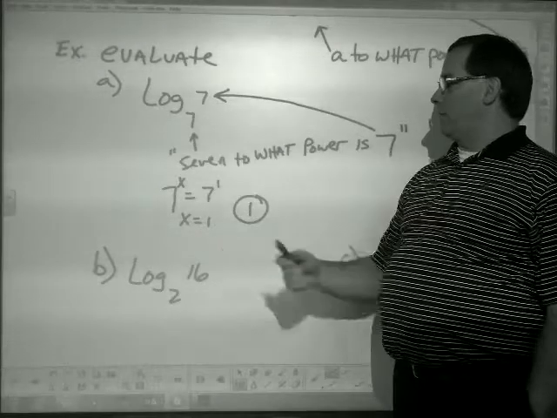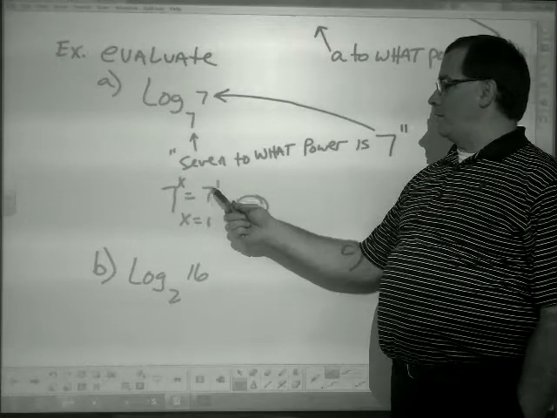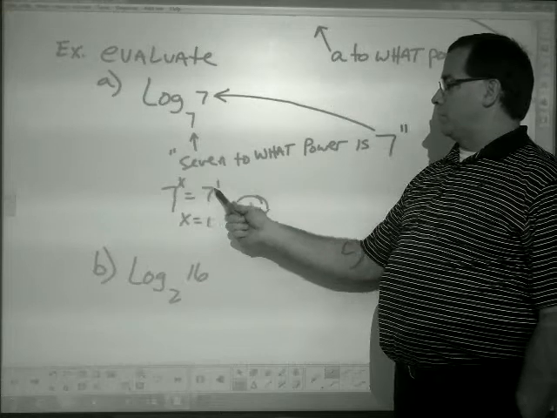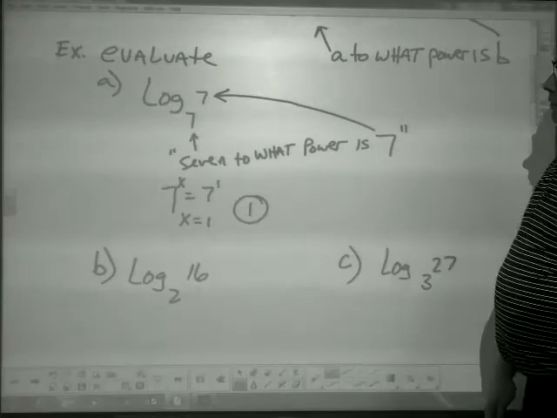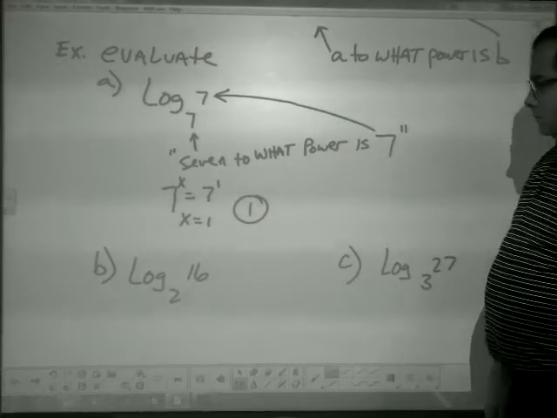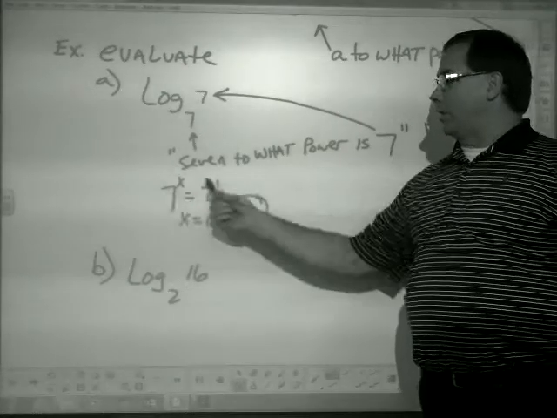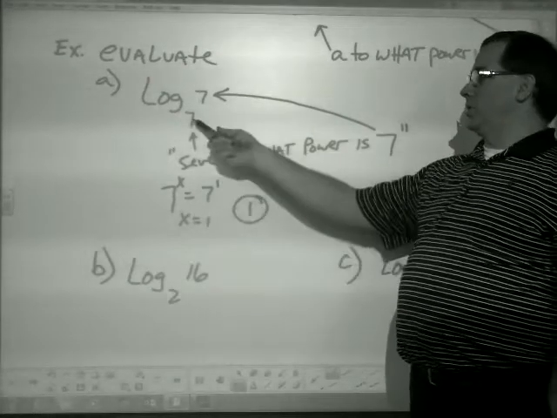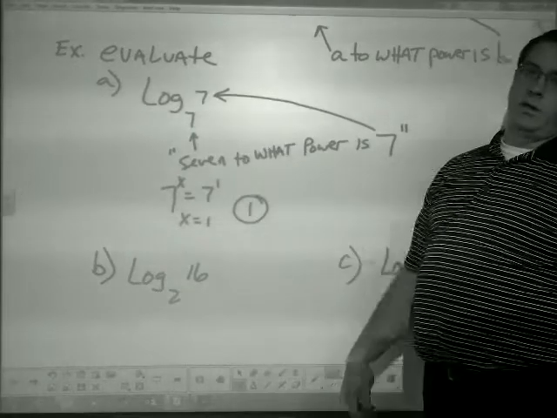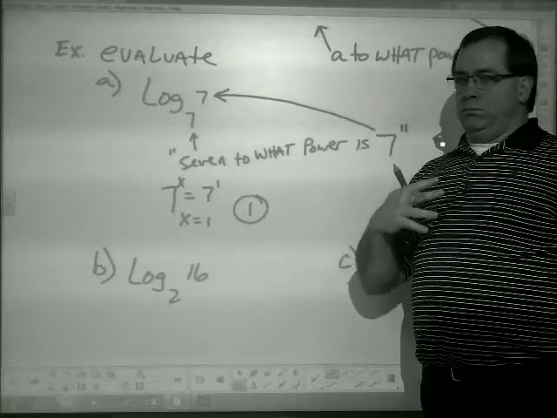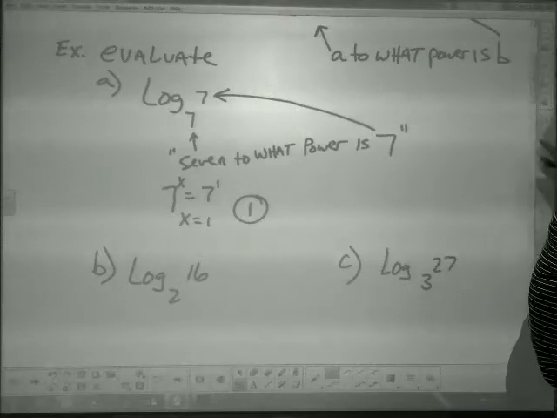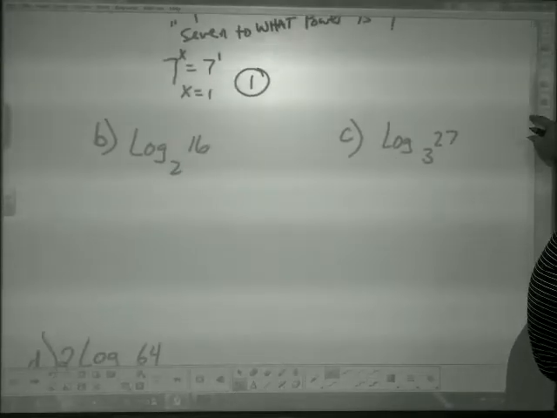7 to what power is 7? Well, 7 to what power is 7 to the first? X has to be 1. 7 to the first is 7. You can do this without setting up an equation if you want to. You can just say, hey, 7 to what power is 7? That's 1. Just the same way when I write the square root of 25, you might write 5. Let's take a look at a few others, okay?